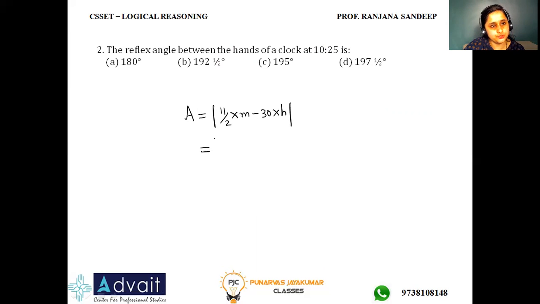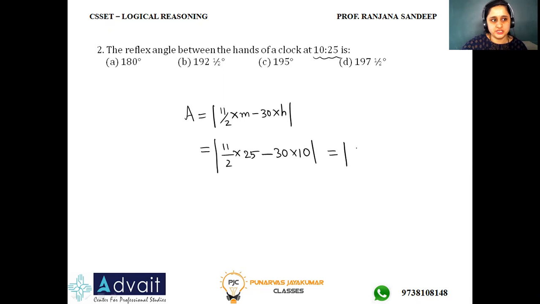So this is equal to modulus 11 by 2 into, what is the value of m here? The time is 10:25, so the minute value is 25. So 11 by 2 into 25 minus 30 into h. Here h stands for hour. What is the hour value here? It is 10. So 30 into 10. So this is equal to modulus.